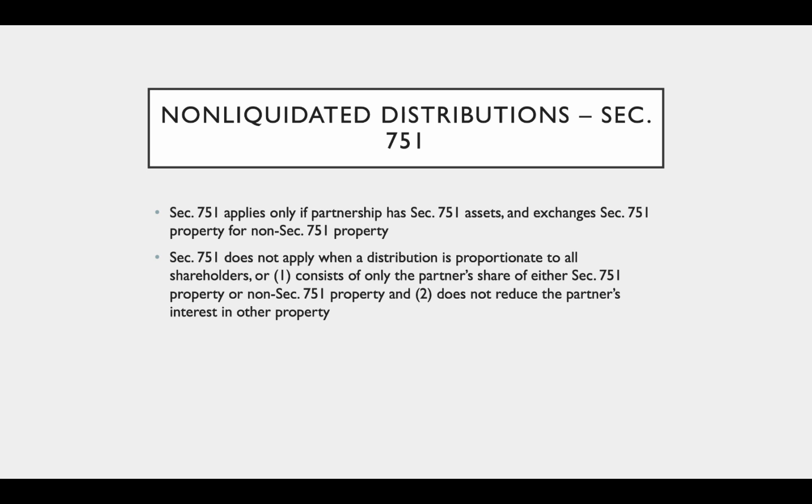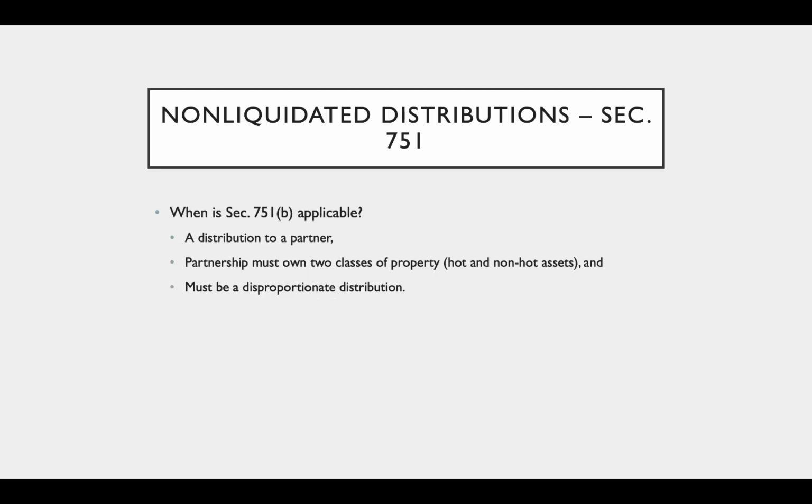Section 751 applies only if the partnership has Section 751 assets and exchanges 751 property for non-751 property. So we have to have both types of assets, Section 751 and non-751 assets, and then we have to exchange them for other types of property, and the exchange is going to be disproportionate between the partners. So in the second bullet, Section 751 does not apply when a distribution is proportionate to all shareholders, or if it consists of only the partner's share of either 751 property or non-Section 751 property and does not reduce the partner's interest in other property. And we'll run through some examples of this.